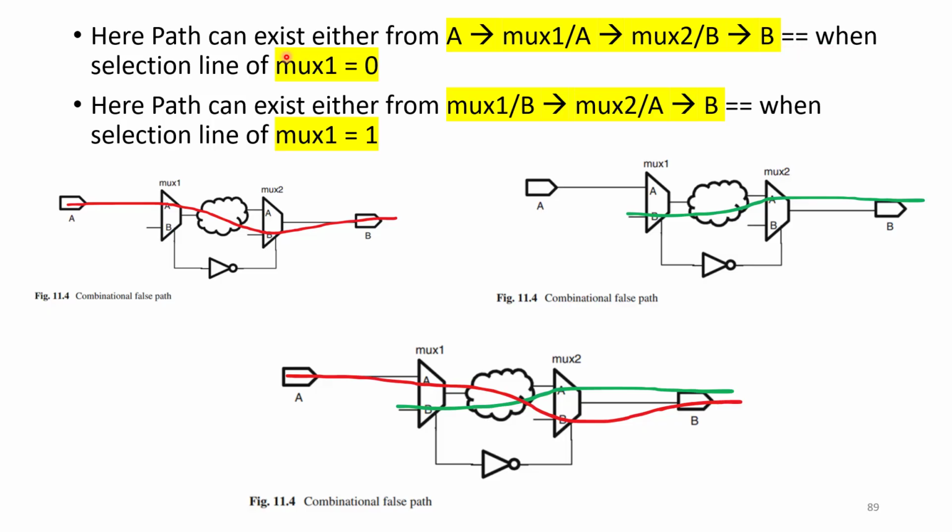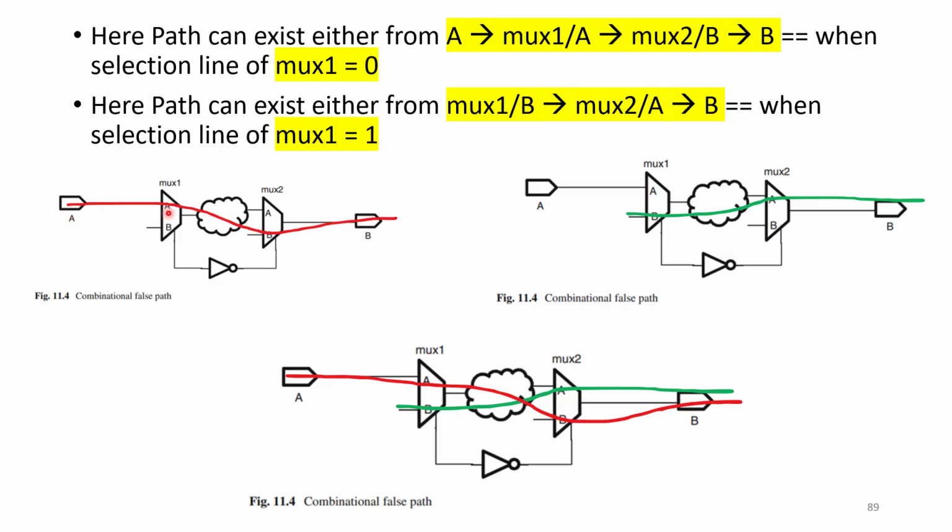This happens when the selection line of multiplexer 1 is 0. If you take 0 here, then A will get selected, so the data present at port A will come through to the output. When the selection line is 0, after going through the NOT gate it becomes 1, and in the multiplexer the B pin will get selected. So the output which came out of mux1 will go through the B pin and to the output. That's the path I have indicated with the red color.